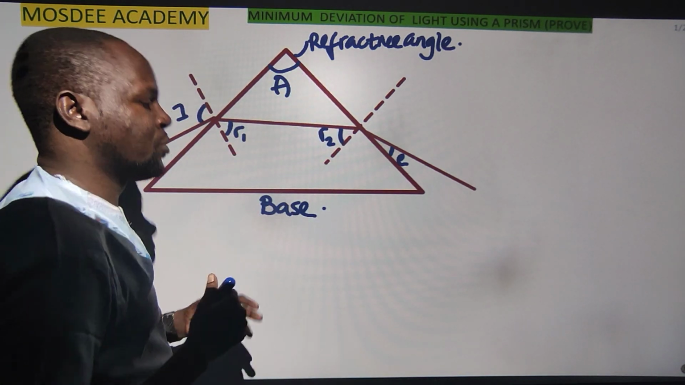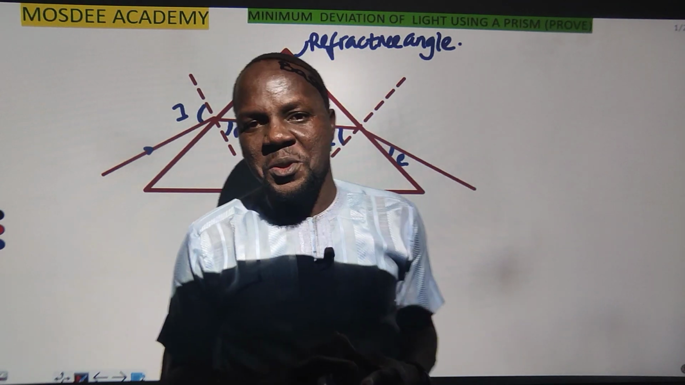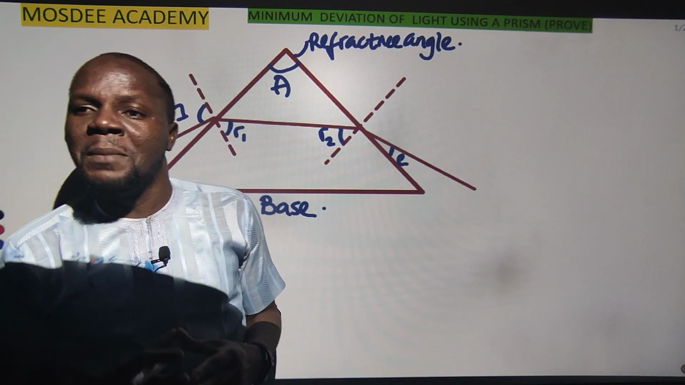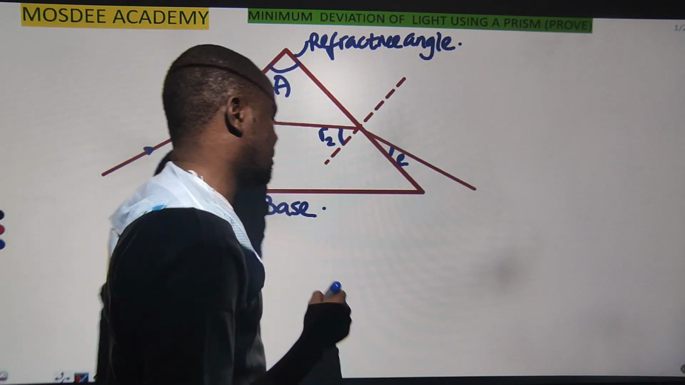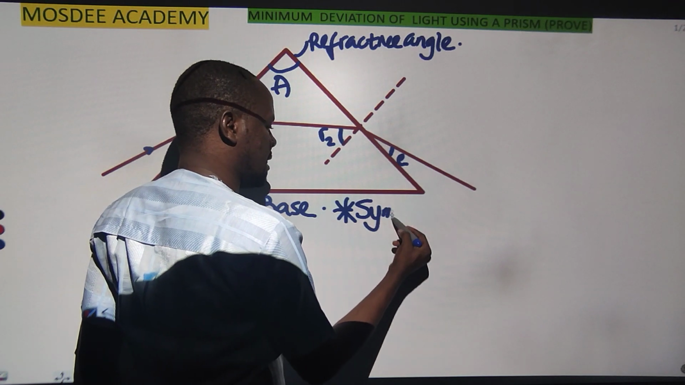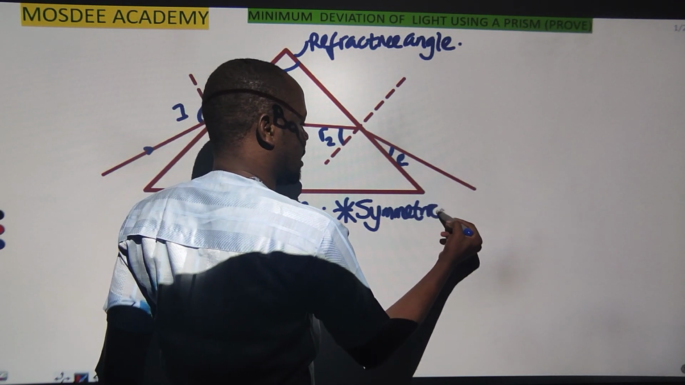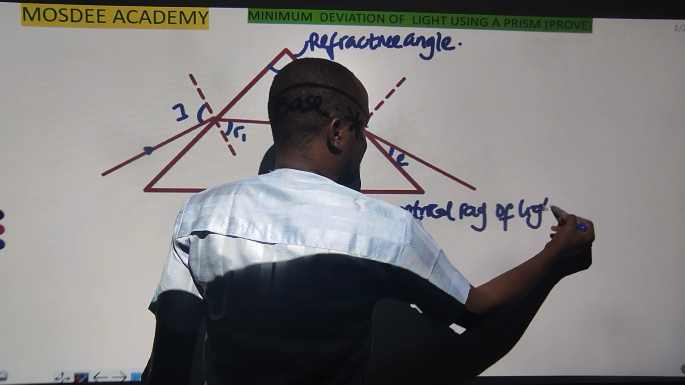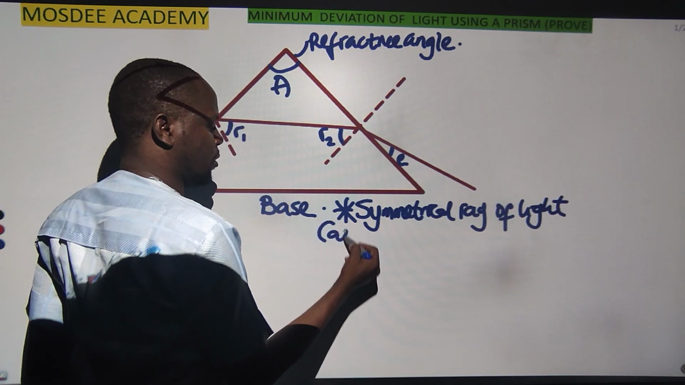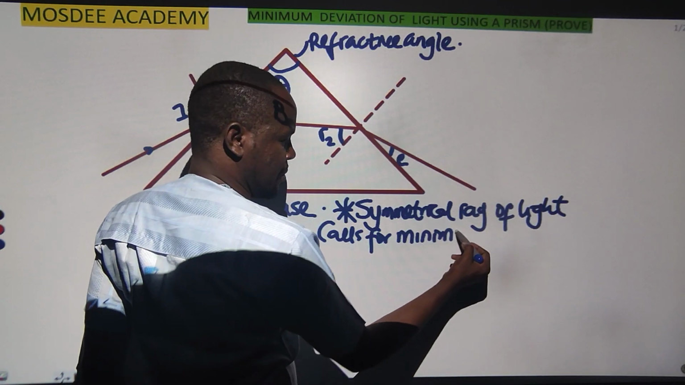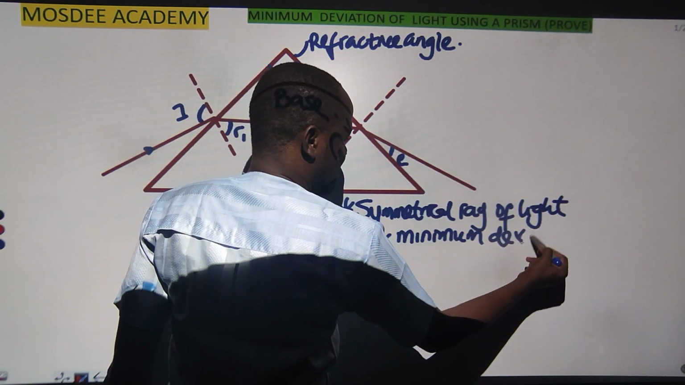The only thing I want you to know is that from experiment, because these are things we do in experiment, for a ray of light to be minimally deviated, the ray of light must be symmetrical. Let me write it: symmetrical ray of light calls for minimal deviation. I hope you guys are following.